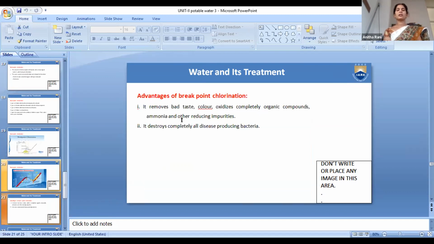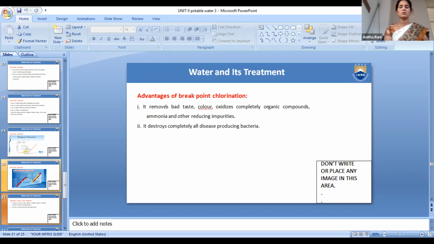So now, advantages of breakpoint chlorination. By following breakpoint chlorination, by doing this experimental method and plotting a graph, we know the sufficient amount of chlorine, how much chlorine we need to kill the bacteria. So what is the advantage of breakpoint chlorination? It removes bad taste. Okay, how does it remove bad taste? Because by breakpoint chlorination, we will know the exact quantity of chlorine we can add in water.